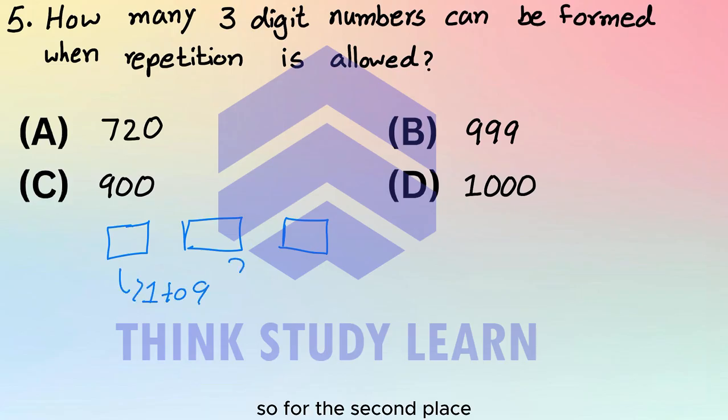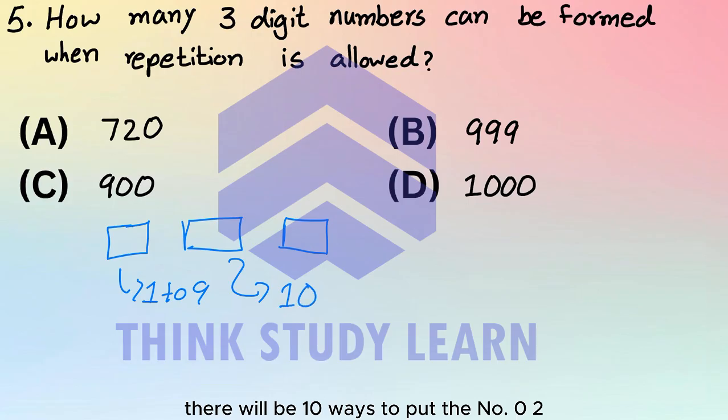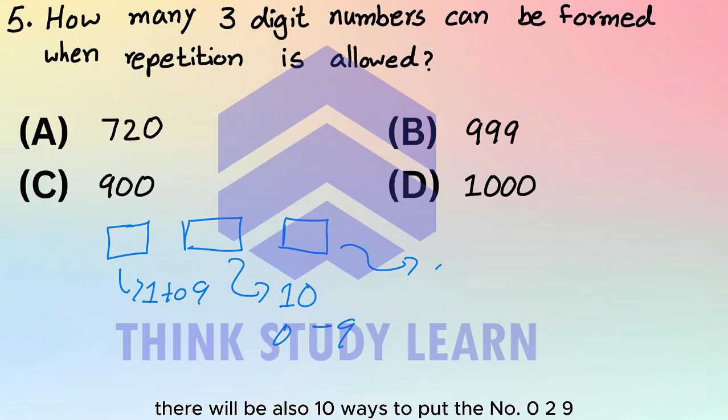So for the second place there will be 10 ways to put the numbers 0 to 9. Similarly, for the third place there will also be 10 ways to put the numbers 0 to 9.